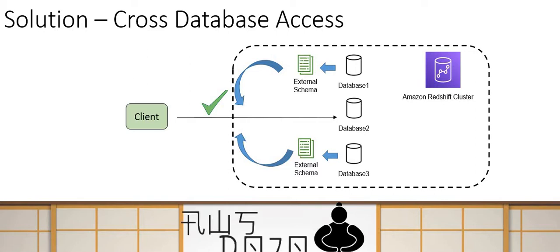In cross-database access, you can create external schemas for your databases. And when you do so, even if you are connected to one database, using the external schemas of the other database, you can make cross-database queries. As simple as that. Okay, so how exactly does it work?